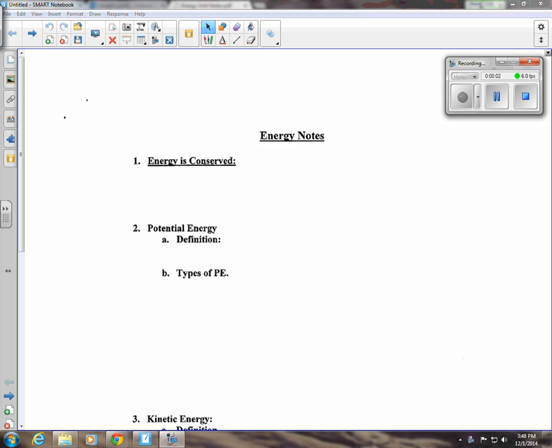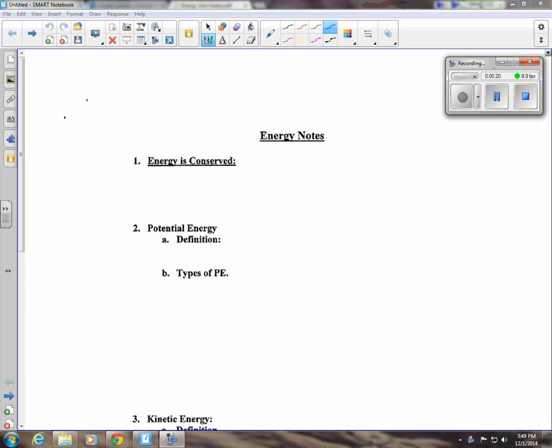This is going to be the start of our energy unit, and energy is one of the most important units we do. There's really two basic ways to do problems. One is to think of forces, we do F net equals ma, and the other way is thinking about conservation of energy. And sometimes conservation of energy is the best and easiest way to get through a problem.